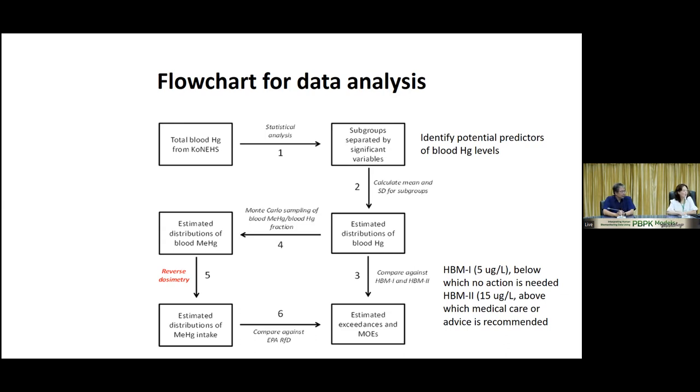So in step number 4, because what they measured is total mercury, we have to convert it to methylmercury. There is another study that measured both methylmercury and total mercury in the same people. From that, we have a ratio, the percentage of total mercury that is methylmercury. Then, even though these people only had total mercury measured, we can estimate the methylmercury in their blood. So that is step number 4.